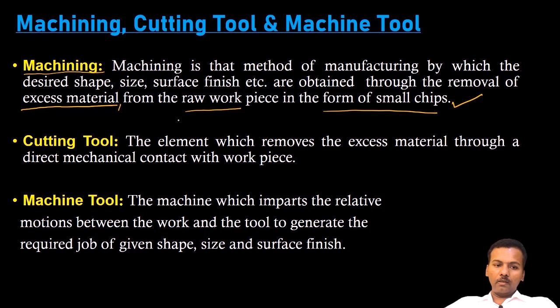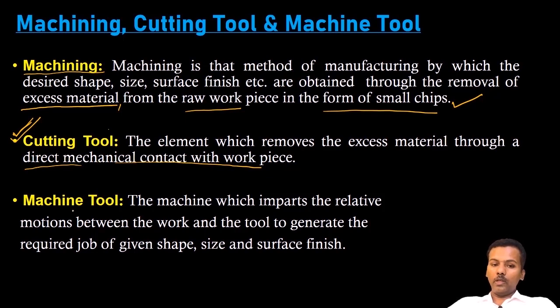This machining is done with the help of a cutting tool. So the cutting tool is the element which basically removes the material, undesired material, excess material. So the cutting tool is that element which removes the excess material through a direct mechanical contact with the workpiece. If we are using a cutting tool, there must be a relative velocity, there must be some force or energy involved in this tool. So that energy, that relative motion will be provided by a machine. So that is called a machine tool.